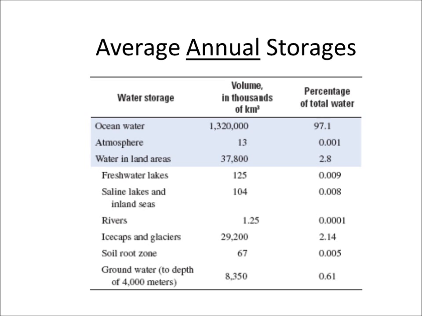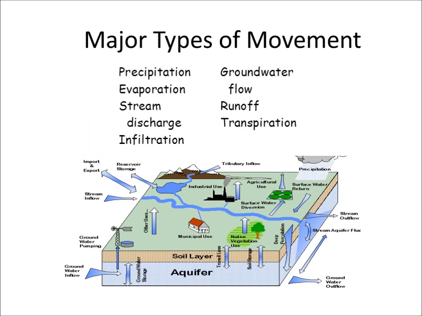Water in land areas is about 37,800,000 kilometers cubed, which makes up about 2.8% of the water on the surface of the earth, and so on. And we can see that ice caps and glaciers make up about 2.14% of the total water on the surface of the earth. Groundwater, a source we depend on, makes up about 0.61% of the total water. The major types of movement then include precipitation, evaporation, stream discharge, infiltration, groundwater flow, runoff, and transpiration and evaporation by plants.